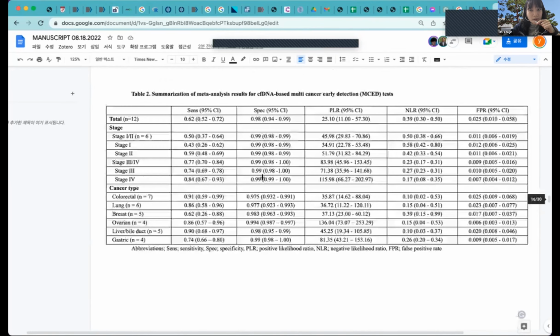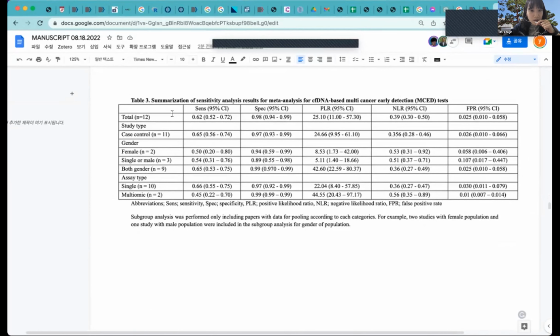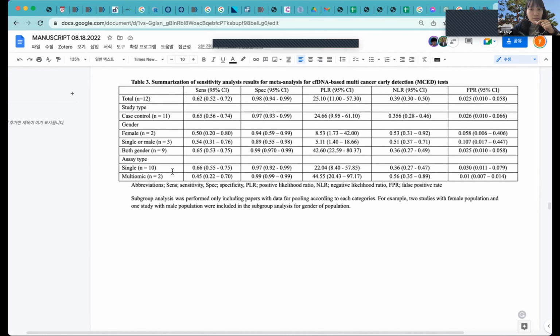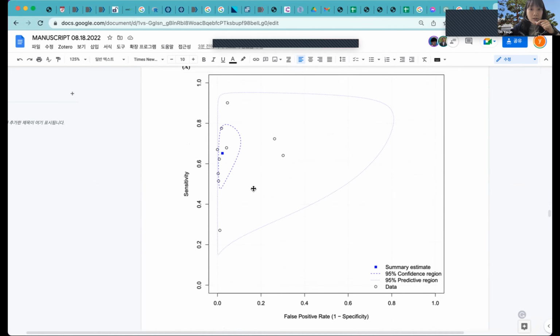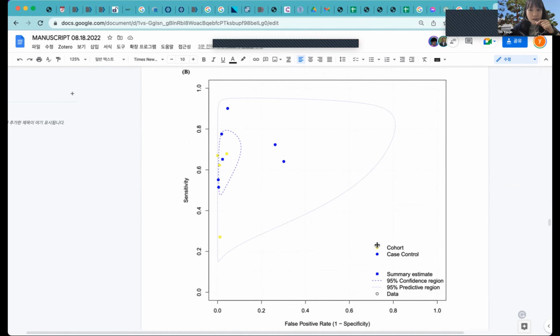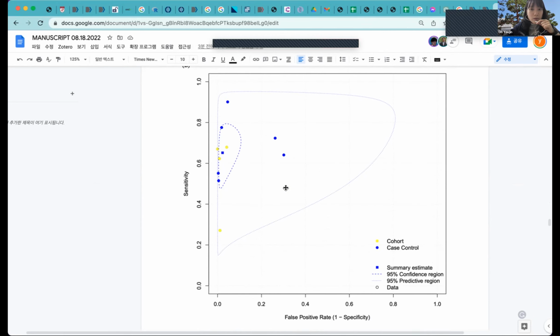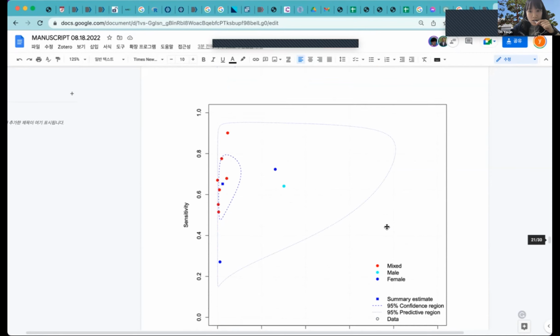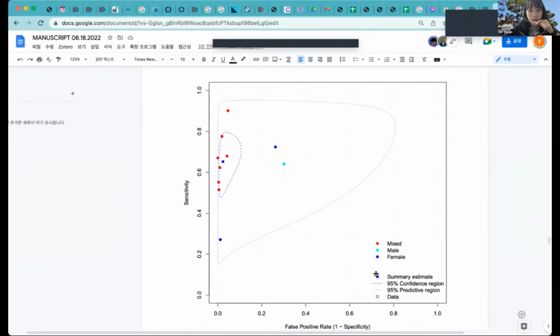As of now, we only have this table, which is the sensitivity analysis result based on study type, gender, and assay type. The results are not statistically significantly different, which means heterogeneity is not explained by these factors. And these are the summary ROC curves that are newly added. This is the plain one, and I put a few different versions based on subgroups, showing whether these variabilities are potentially associated with study types, assay types, or gender of the study population. And the answer is no, right?